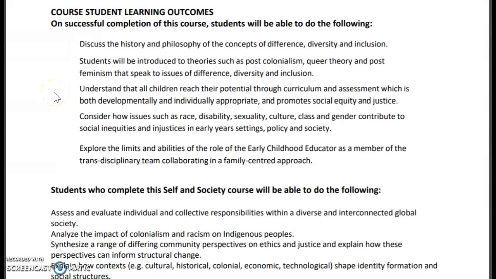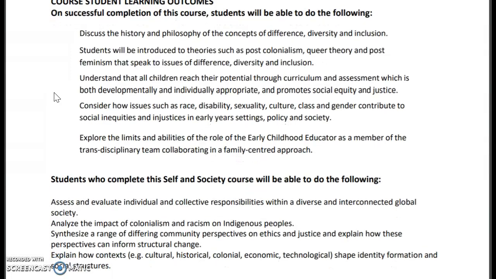We'll also be discussing how all children might reach their potential through curriculum and assessment, which is both developmentally and individually appropriate in ways that promote social equity and justice. So in the same breath, we'll also be critiquing developmentalism and taking a critical approach to what it means to live and learn in a settler colonial state.